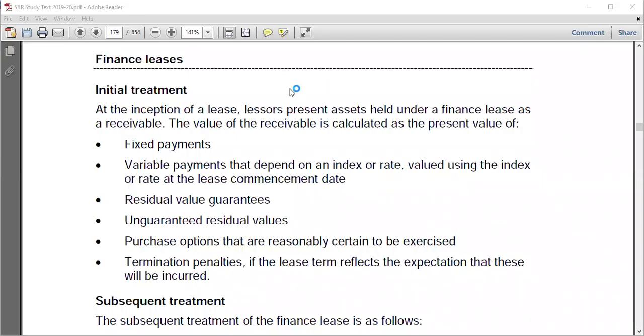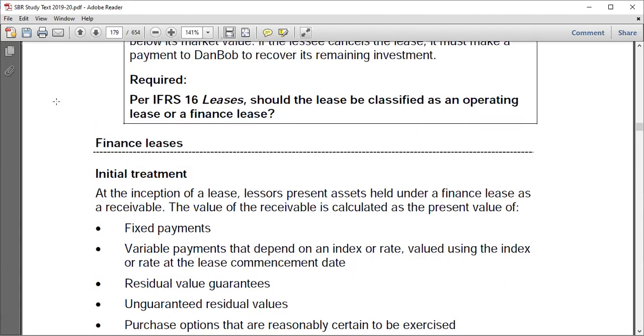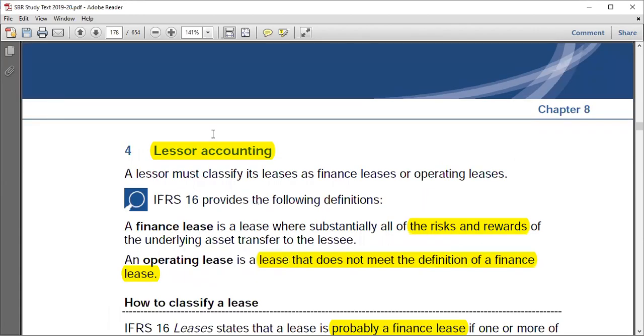So right now we are under finance leases, right? Actually, remember we are dealing with lessor accounting, because under lessor accounting we have to distinguish between finance leases and operating leases. I hope you get me. We are dealing with lessor accounting.